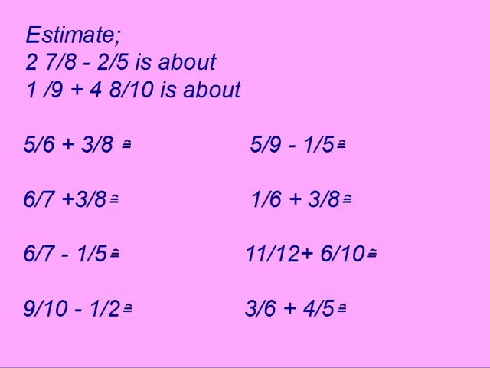So we want to estimate, and sometimes you're going to have a whole number. 2 7/8 minus 2/5 is about, so let's estimate this part. We'll just do this first one together. This is close to 3 minus 2/5. That's really close to 0, because 1/5. So my answer is going to be about 3.